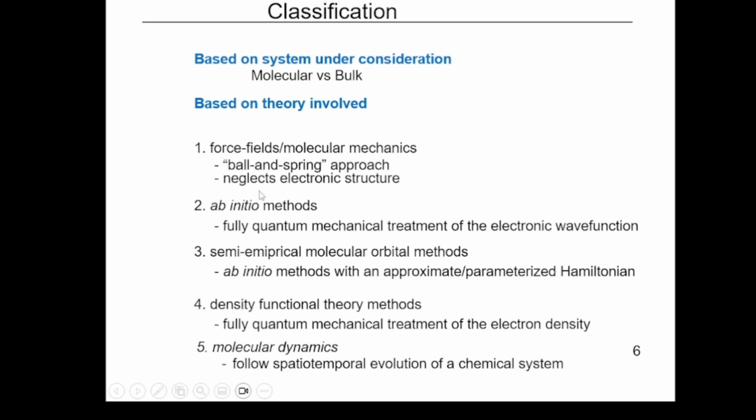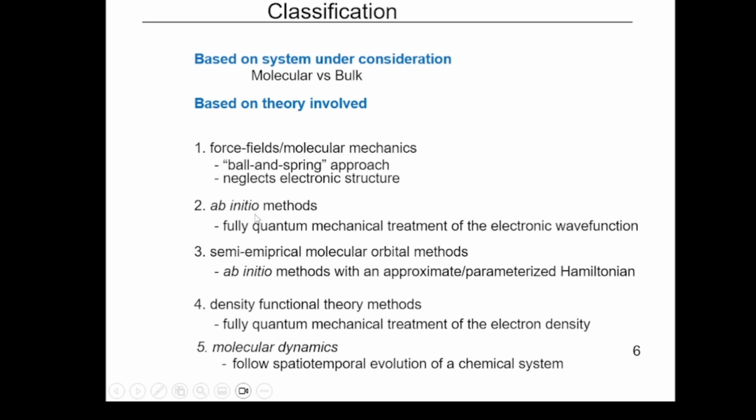Because of this simplification, these methods are much faster, but they have a problem with accuracy. So these calculations can be applied to those systems where quantum mechanical calculation can practically fail. For example, if you talk about large protein molecules, DNAs, RNAs, these molecules are large enough that your quantum mechanical calculation will not work, so you are only limited to force field methods.